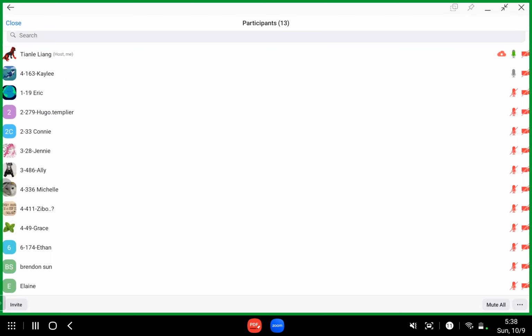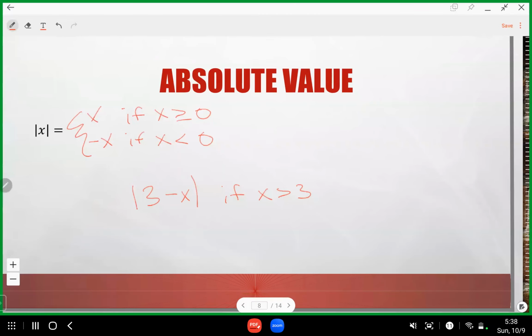All right. So let's see. Hugo, would you like to help us on this? Okay. All right, so if x is greater than 3, let's say x is 4, then 3 minus 4 has got to be negative, right? Then we write this absolute value without the absolute value. What would this equal without the absolute value?